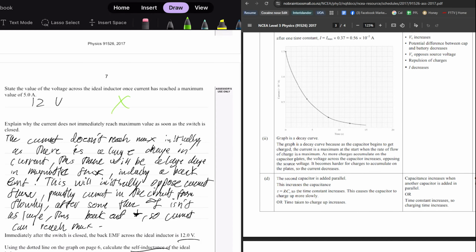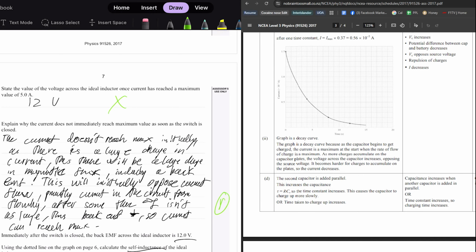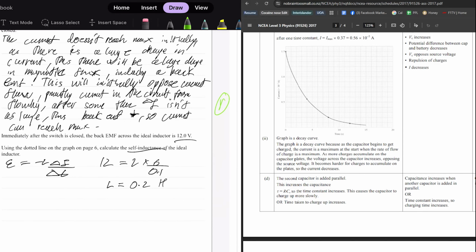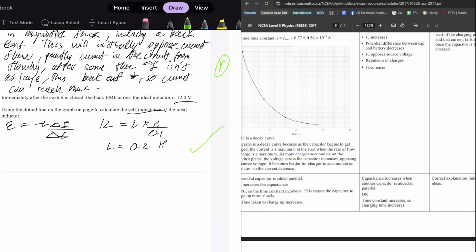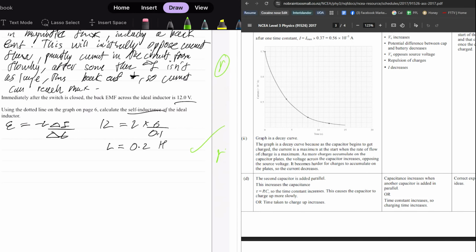Yeah. Said it correct. I would say increase. I would say rapidly might be a good word to use, but I kind of explained it more in depth, so I think I get away with that. 0.2 henries. Boom, buddy. Boom. Got that right. That's a merit tick right there for that one.